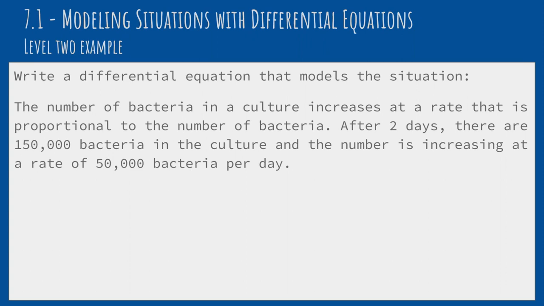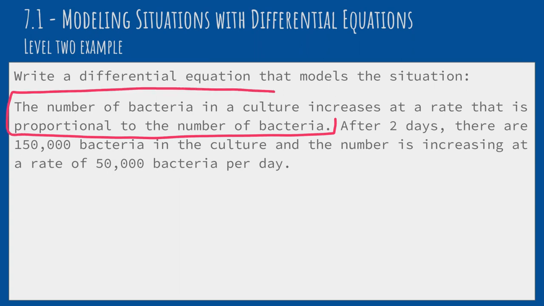So let's first look at the first sentence here. It says the number of bacteria in a culture increases at a rate that is proportional to the number of bacteria in the culture. Okay, so a bacteria culture, we're looking at a petri dish and there's thousands of them in there. Looks like tens or hundreds of thousands of them, in fact.